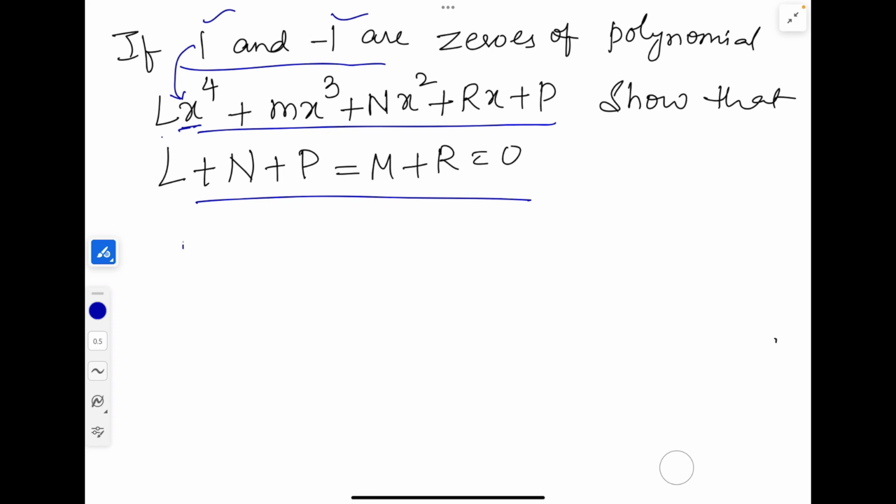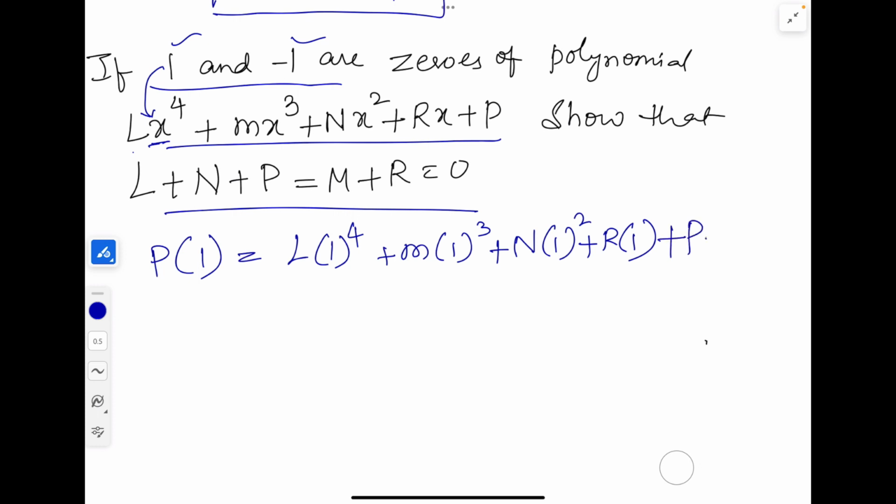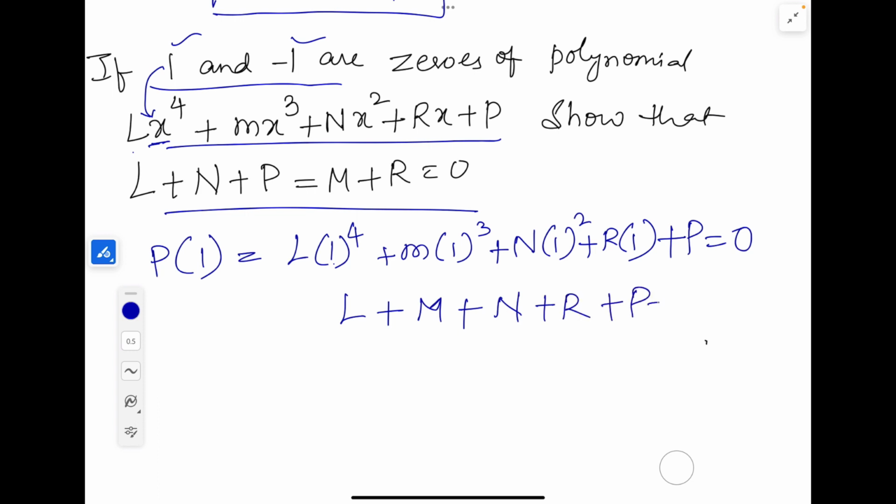So let us first put p of 1. If these are the zeros, then finally the polynomial will become 0, right? So L into 1 to the power of 4 plus m into 1 cube plus n into 1 square plus r into 1 plus p is equal to 0. 1 to the power of 4 is 1, 1 times L is L, plus 1 cube is 1, 1 into m is m, plus n, plus r times 1 is r, plus p is equal to 0. Let us take it as equation number 1.